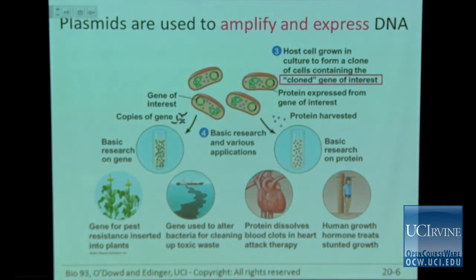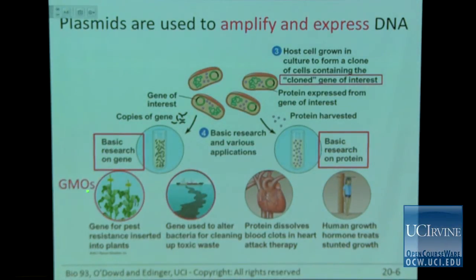Okay, so we cloned our gene into the plasmid, and we grew up a bunch of bacteria carrying that gene. We have two directions we can go from there. One is to study the gene, and one is to study the protein. Ways you might study the gene or use the gene would include making genetically modified organisms, or GMOs. One example is crops into which genes that kill pests have been introduced, like a Bt gene that allows corn and soybeans to be resistant to certain bugs that want to eat them.